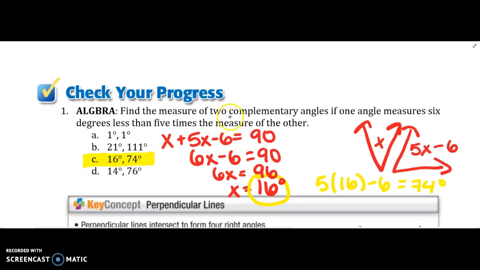Okay, so these two are complementary, so they equal 90. And again, it doesn't really matter what your angles look like. It's just to help you. So one is x, and one was 6 less than 5 times the measure of the other, which is 5x minus 6. Now, that happened to be the same algebraic expression as the one above. That will not always be true. Okay? And then I'm going to add these up this time to 90, so make sure and read carefully. Solve, and I get x is 16. I plug into the other one and get 74.